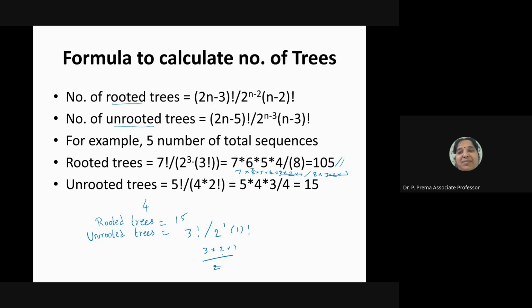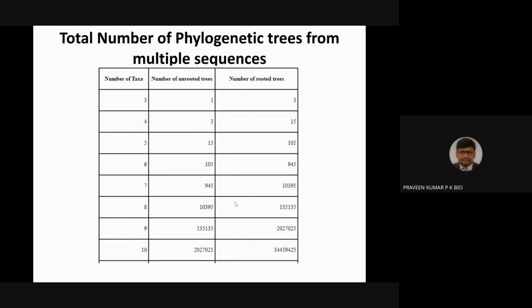3. Exactly, ma'am. So the correct answer is 3 for unrooted and 15 for rooted trees. Can we say this? Yes. For the 5, we have 15 and 105. And for 4, first we have calculated rooted, isn't it? 15. And for unrooted, we have 3. So likewise, if you try with the calculations, you can get this many rooted and unrooted trees.